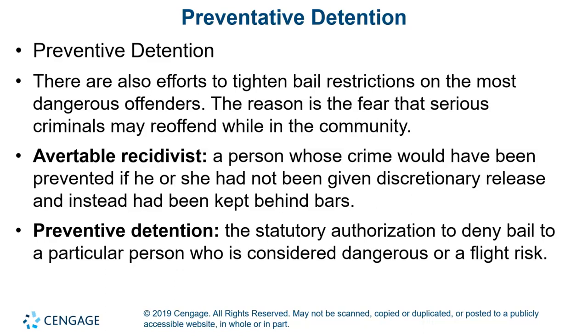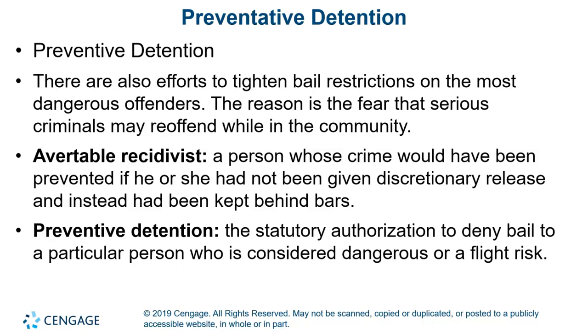Nearly 10% of those released prior to their trials on violent offenses or charges were rearrested on felony charges. We call these individuals avertible recidivists. This is a person whose crime would have been prevented if he or she had not been given that discretionary release and instead had been kept behind bars, right? And then there's the other term called preventative detention.